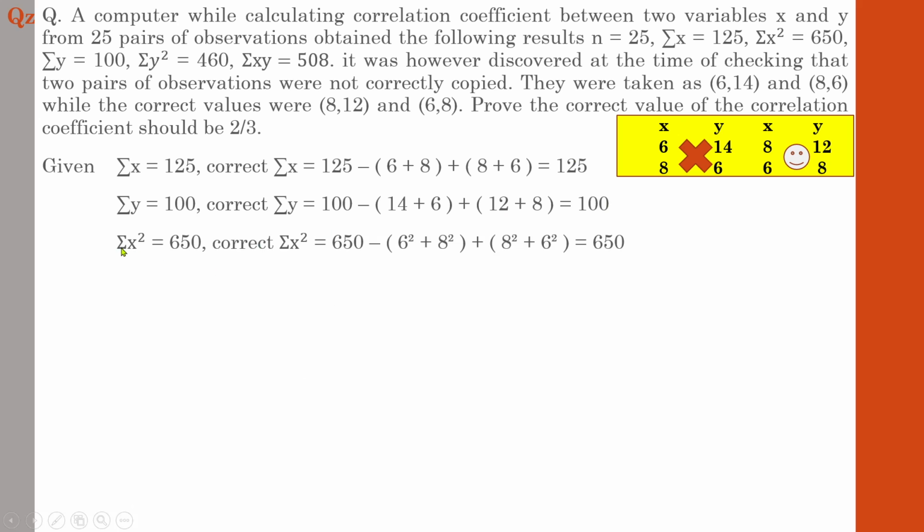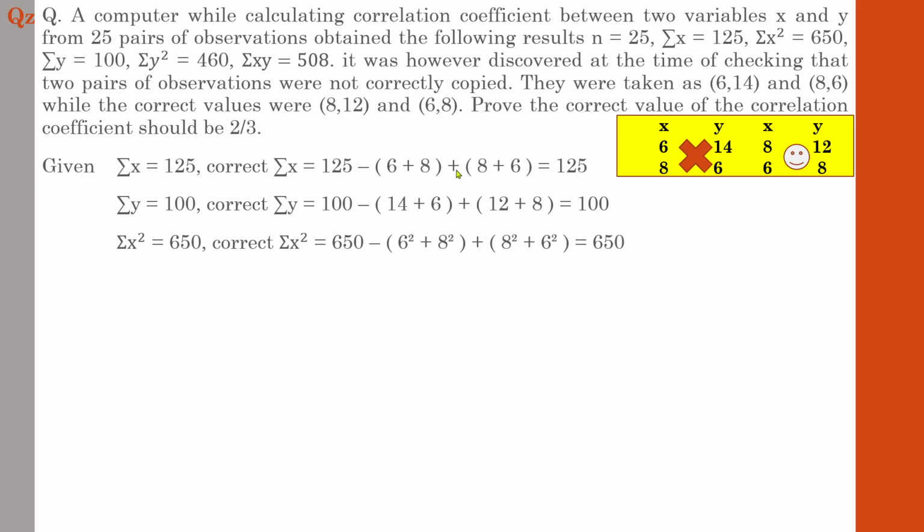Next one, sigma x square. Here sigma x square is 650. Sigma x square is obtained by the total of the squares of all the variables in x. So you need to deduct the wrong values of x and you need to add back the correct values of x. So sigma x square is 650 minus, it is obtained by adding together all the values of x.